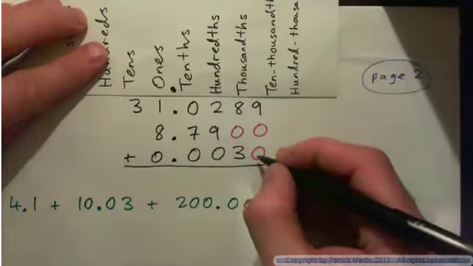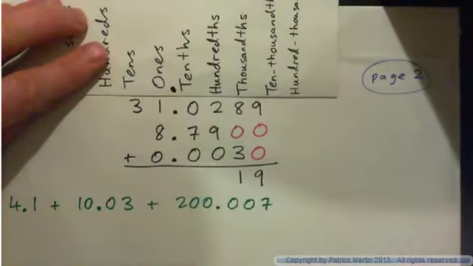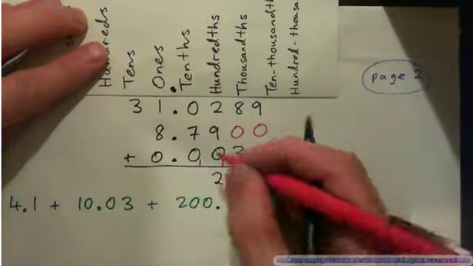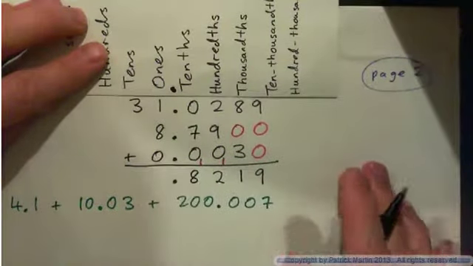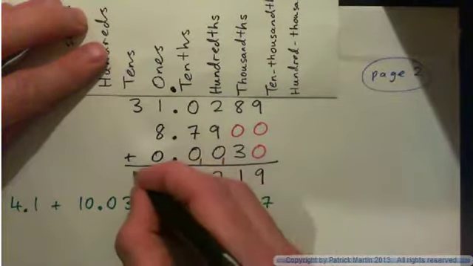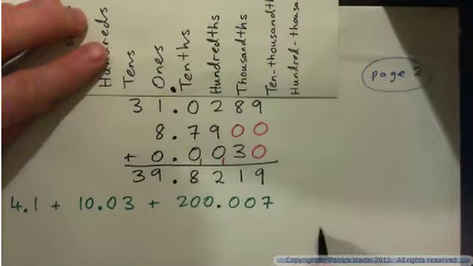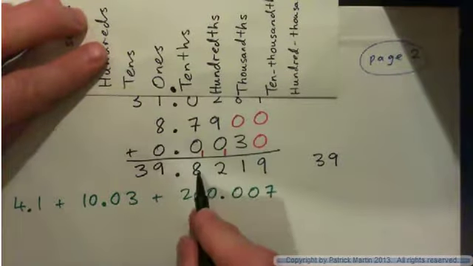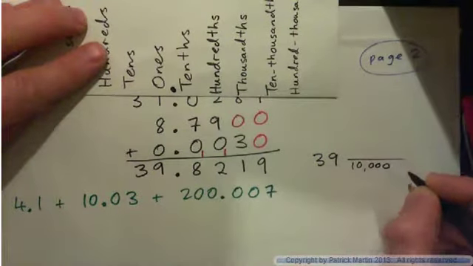So 9, that gives us 9. 80 and 3 is 11. Carry the 1, right? 1 and 9 is 10, and 2 is 12. Carry the 1. 1 and 7 is 8. Put down the decimal point. 1 and 8 and 0 is 9, and then we have 3. So 39.8219.